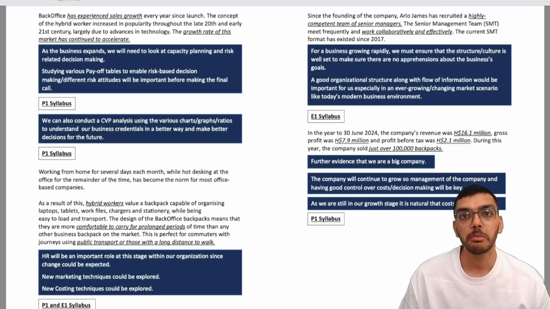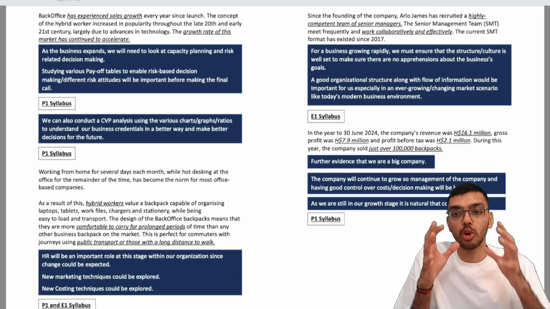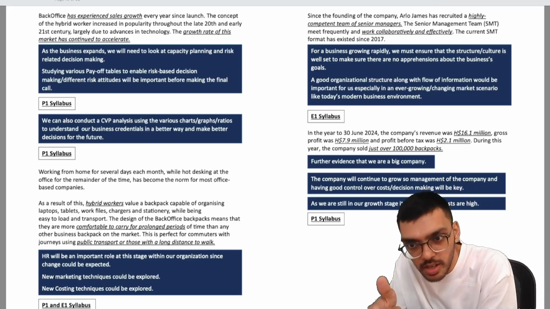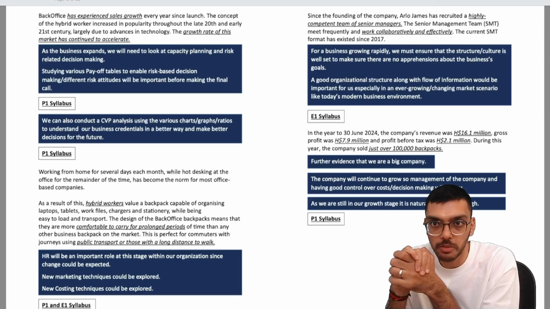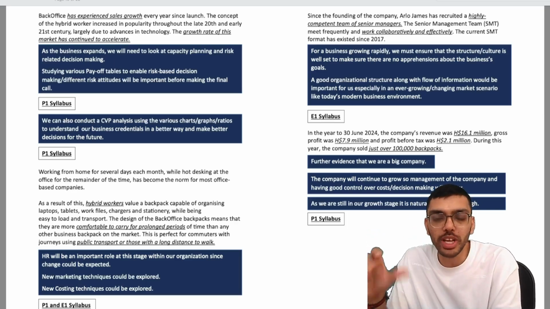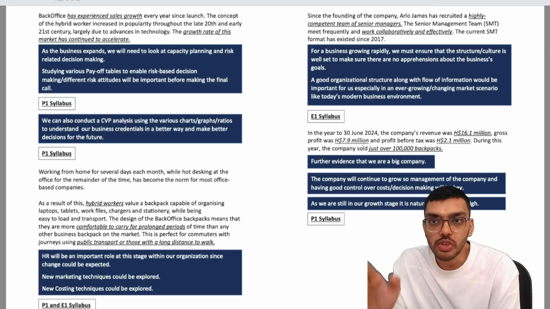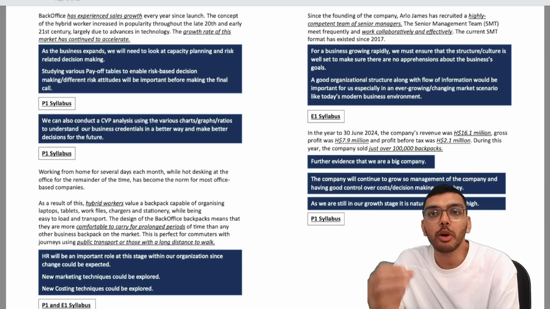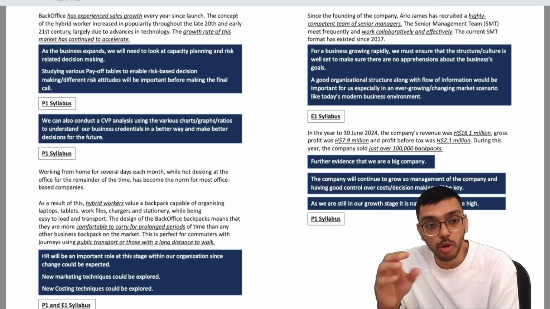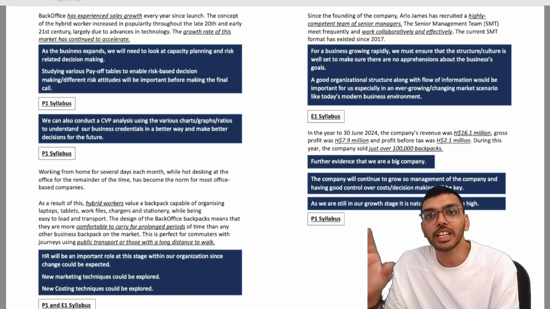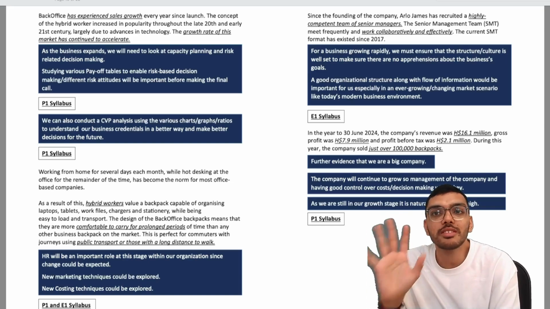The senior management team meet frequently and work collaboratively and effectively. The current SMT format has existed since 2017. So we have a good, strong group of people whom we'll discuss one by one, deeper in the pre-seen. For a business growing rapidly, we must ensure that the structure or culture is well set, to make sure there are no apprehensions about the business's goal, which looks to be moving in the right direction because a competent team has been set up.